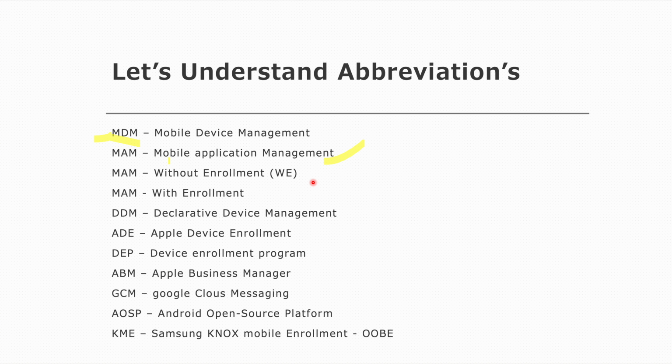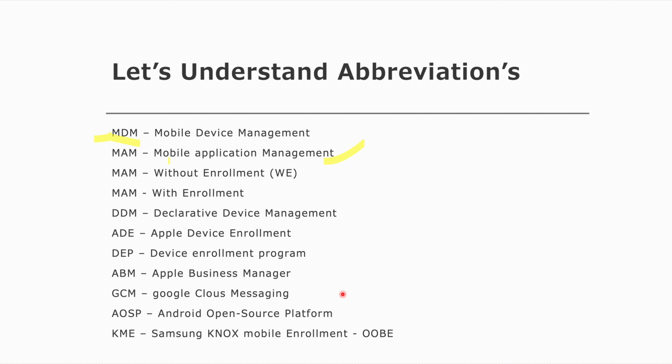You may have heard about DDM, declarative device management. This is mostly related to the Apple iOS operating system or macOS. ADE, Apple device enrollment, is related to DEP, the device enrollment program. This is now deprecated, and now we are calling it Apple device enrollment. ABM, you may have heard, is Apple Business Manager, how we manage company owned devices.